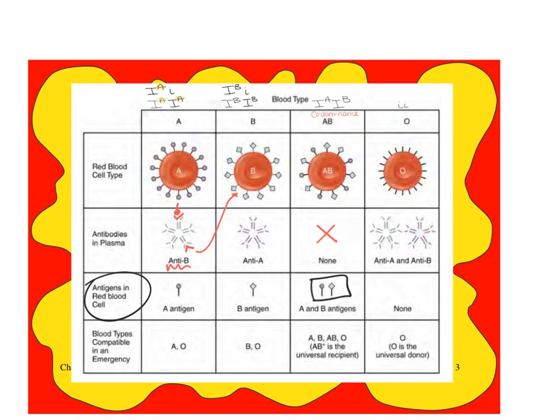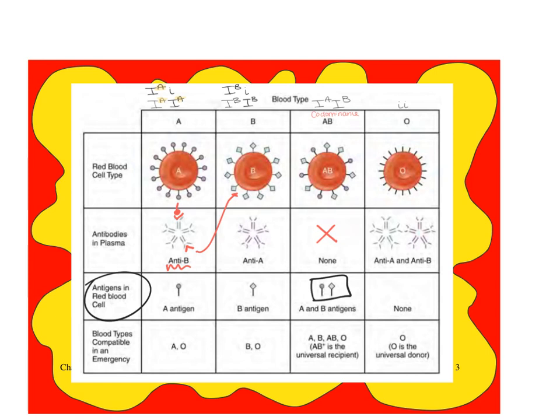Whereas if I look at AB, it is the universal recipient. So again, since it has no antibodies in the plasma, you can literally give somebody who's AB any type of blood. You can give them A blood, you can give them B blood, you can give them AB, and you can give them O. Okay? And then same deal with type A. You can see their compatibilities are A and O. Just type B is B and O.